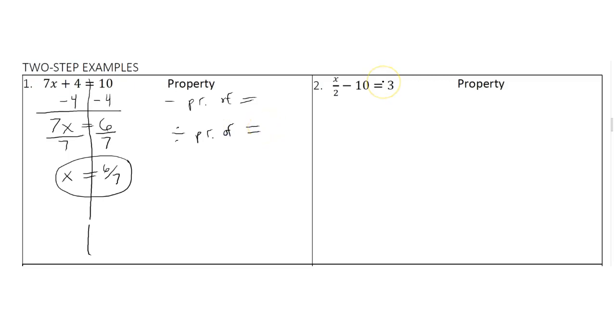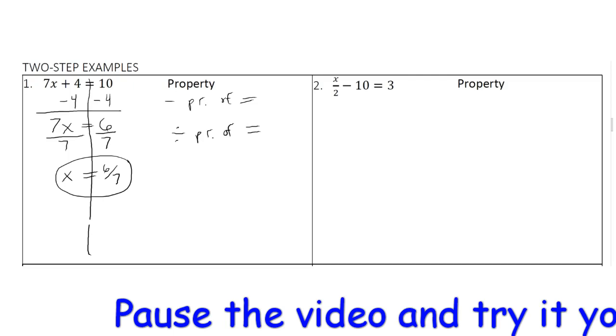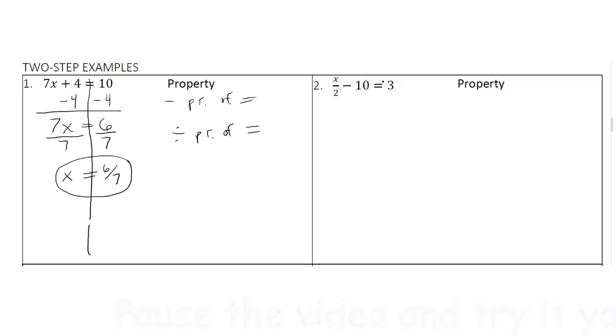Pause the video here and try the next example yourself. Now that you have tried it, check your work. First, look for the number that is not touching x on the left side of the equation. That is -10, so add 10 to both sides of the equation. This leaves x divided by 2 equals 13. Now multiply both sides of the equation by the denominator under x. Multiply both sides by 2. This gives us our solution, x equals 26.